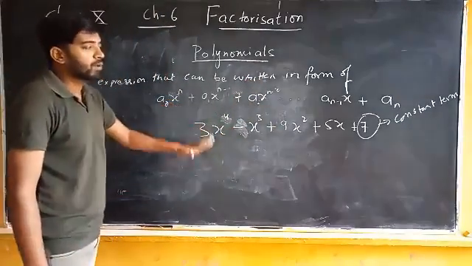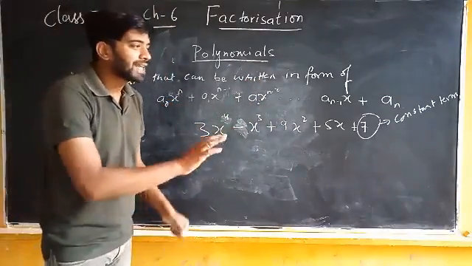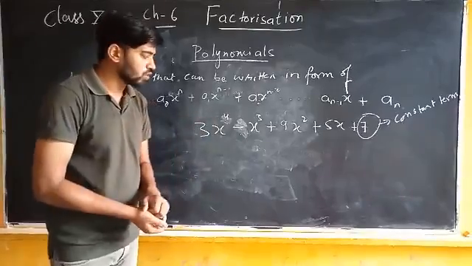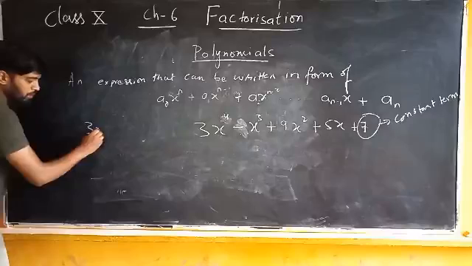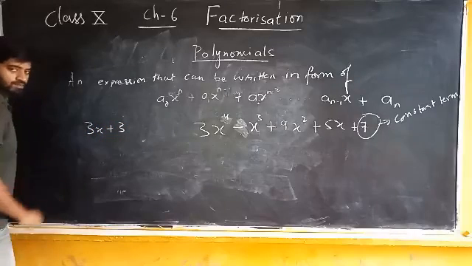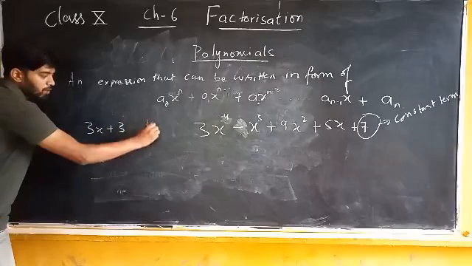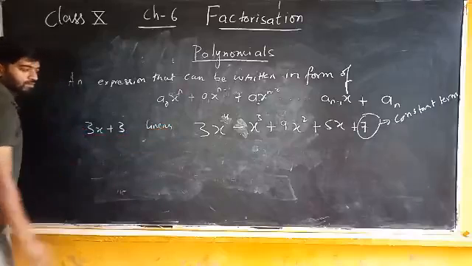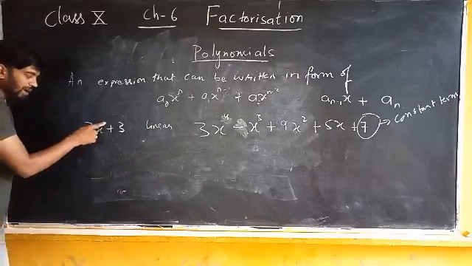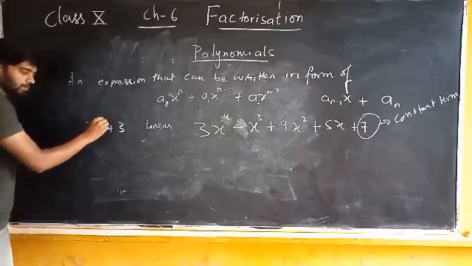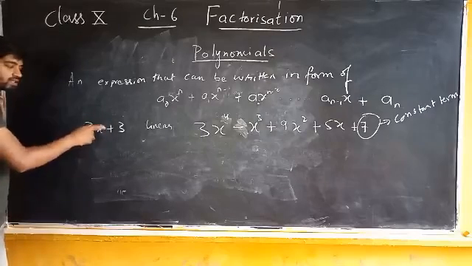Okay, so this is called a polynomial. I'll be telling you what the other types of polynomial are. The first one is the linear polynomial. So this is a linear polynomial. Why is this called a linear polynomial? Because the highest power over here is 1, or the highest degree is 1.